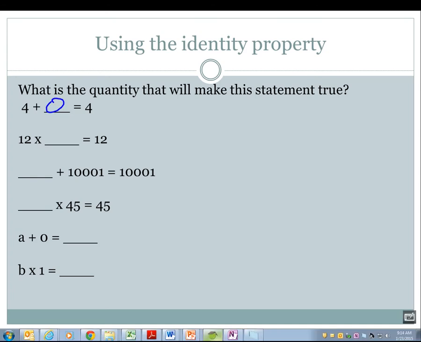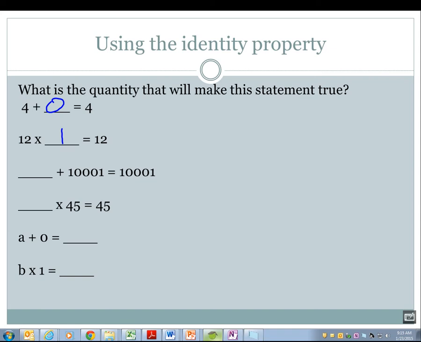Then we have 12 times what is 12? For the second one, 1, exactly. What would happen if I put a 0 in that blank? It would be a 0. Exactly, because when you multiply anything times 0, it's going to be 0.